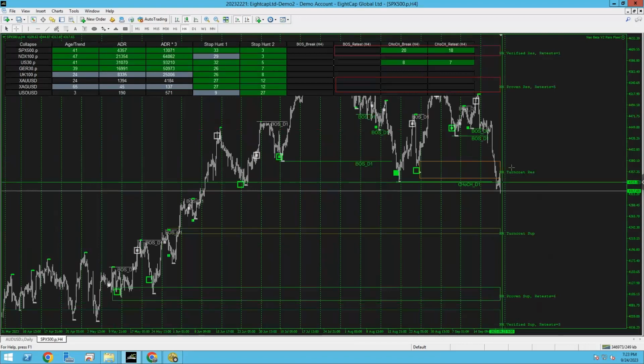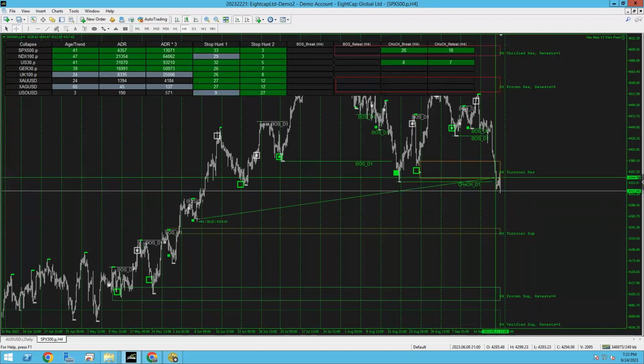SPX is going to keep selling more than likely, because look, we've got a change of character here. Boom, it's bearish as well. It's got a new turncoat. SPX can keep selling to this liquidity low down here, so it can keep selling.